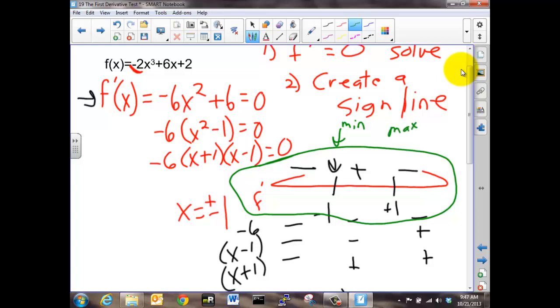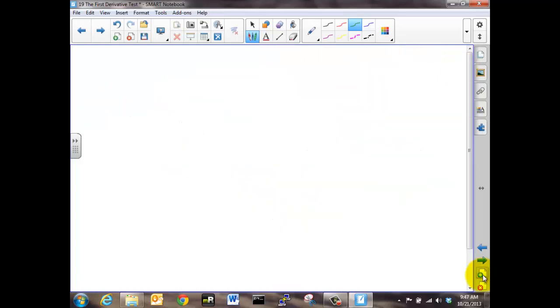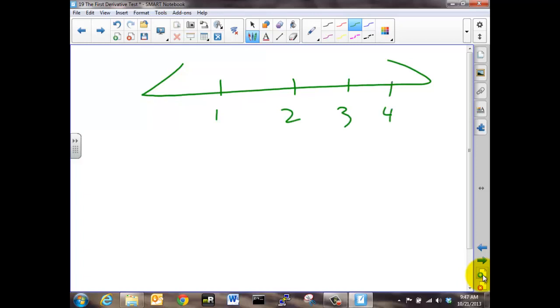Could it be positive, 0, positive? Ooh, that could be pretty interesting. Grab a new piece of paper somewhere, all right? I'm going to give you a sign line. Let's say 1, 2, 3, 4. And let's say positive, negative, negative, positive, positive. I just made this up off the top of my head, okay? There's the sign line for the derivative of a function. I want you to tell me where the max and the min are.